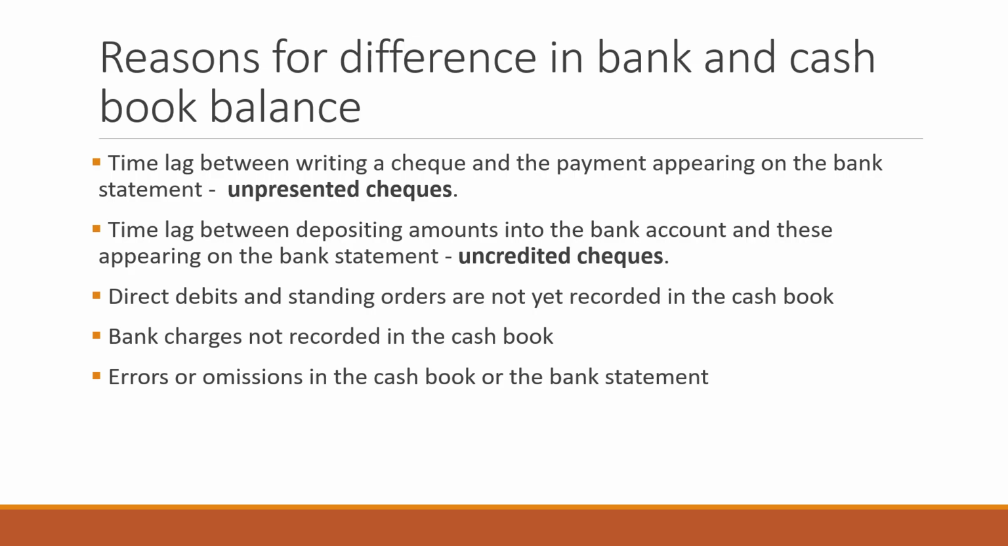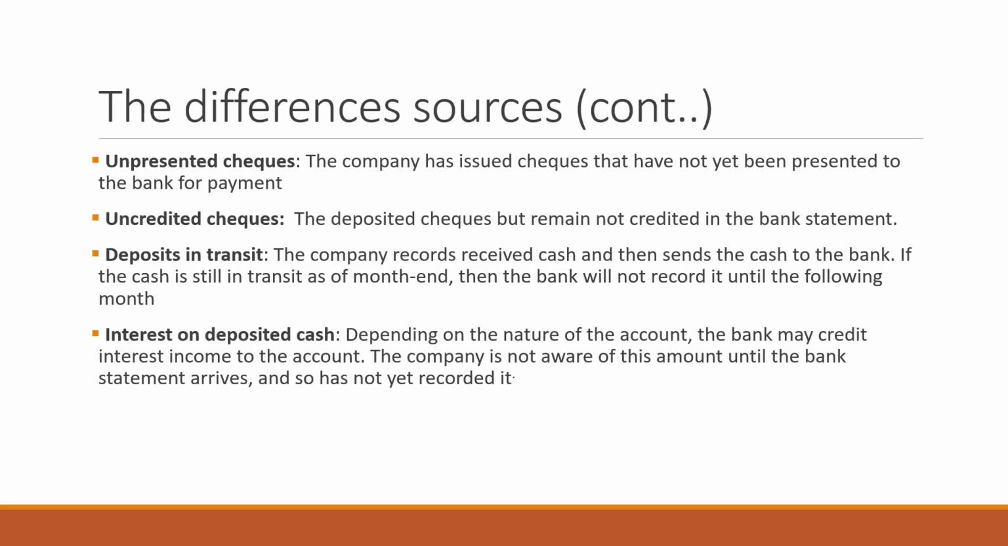And again, some error or omission in the cash book. So there may be errors or omissions in the cash book or bank statement. This error might result in a difference between the record maintained by the bank, that's the bank statement, and the cash book. So in these differences, we might have unpresented checks that the company has issued, but they are not yet presented for payment. So these we call unpresented checks.